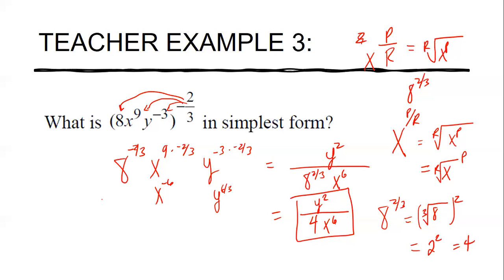So we had to use several rules here. We had to use our power rule, and we used our negative exponent rule. And then we were introduced to our rational exponent rule.